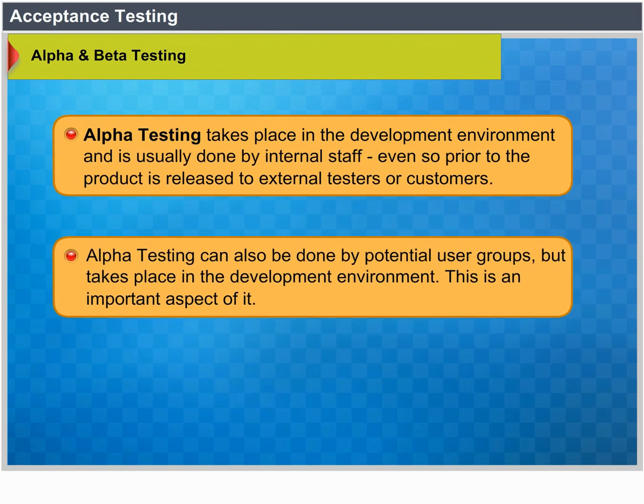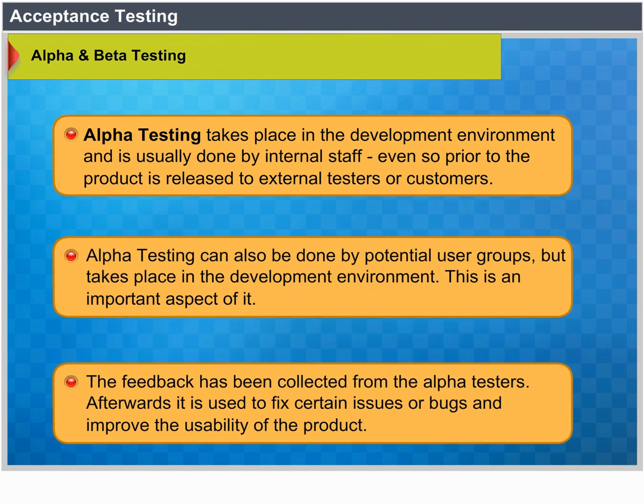Alpha testing can also be done by potential user groups, but the important thing here is that it takes place in the development environment. The feedback collected from the alpha testers is then used to fix certain issues or bugs and improve the usability of the product.